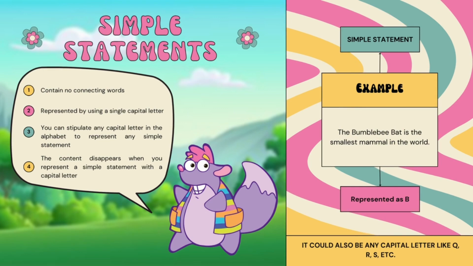First is the simple statements. These statements, by definition, contain no connecting words. It can also be represented by using a single capital letter. For example, the bumblebee bat is the smallest mammal in the world. The statement can be represented by any of the 26 letters of the alphabet. It could be represented as B, or it could be any capital letter like Q, R, S, etc. Moreover, it can be noticed how the content disappears when you represent a simple statement with a capital letter.